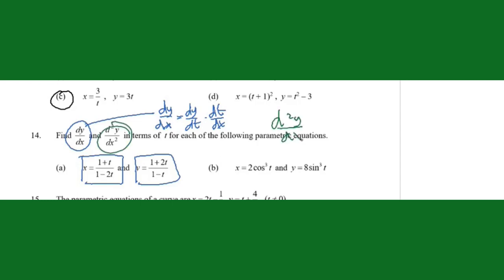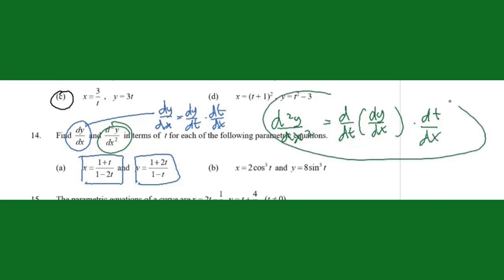But this one is d2y/dx squared. You need to use a formula. The formula is like this: differentiate the result dy/dx with respect to t, and multiply by dt over dx. They cancel and you get the same one. So you need to use the formula. Now let's discuss A and B.